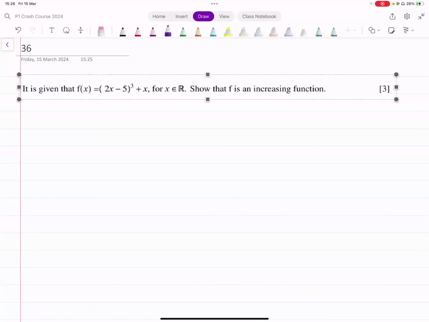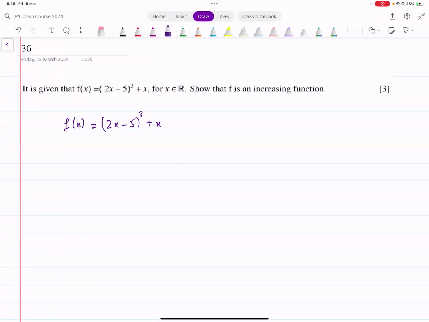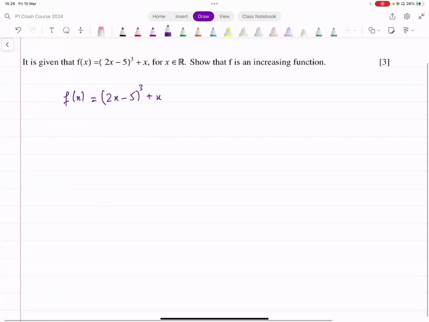Okay, so we have a function f of x that equals (2x minus 5) whole cubed plus x. Now, we haven't done functions yet, but all they're doing is just using this function notation. There's nothing else here that is related to the functions topic. So you should be able to figure this out without knowing much of the functions topic. f of x is (2x minus 5) whole cubed plus x. This is a function that we have.